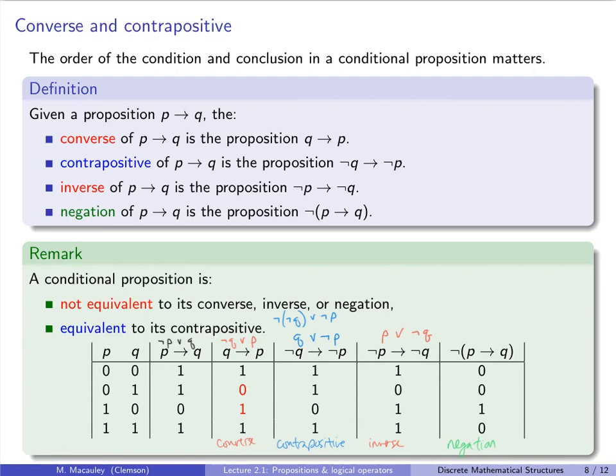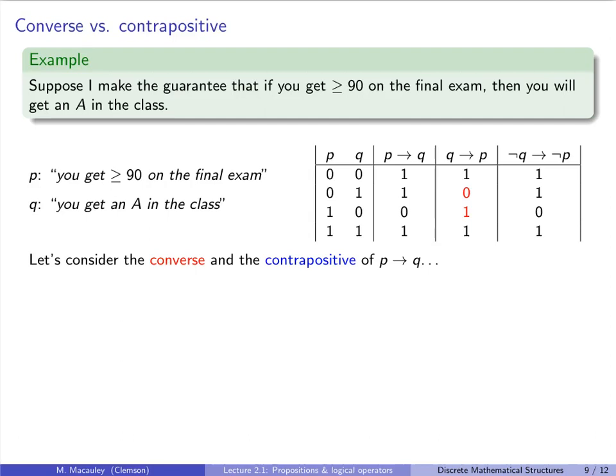Okay, so now that we've verified this with a truth table, let's go back to our familiar example from earlier and take these four operations of that example, namely the one about getting a 90% on the exam, guaranteeing an A in the class. Here is that example. My guarantee is that if you get at least 90 on the final exam, you will get an A in the class. So P is the statement you get at least 90 on the final, and Q is the statement that you get an A in the class. Here is an abridged version of the truth table from the previous slide.